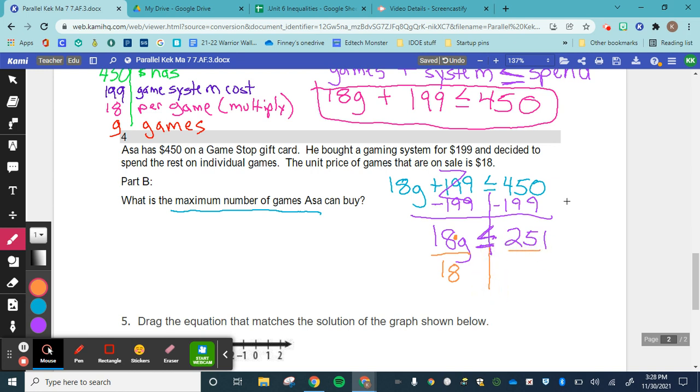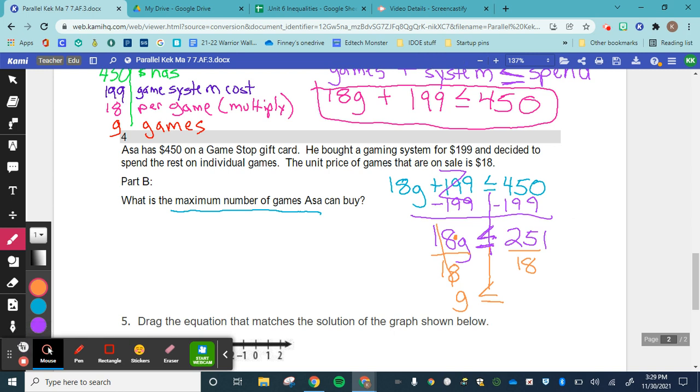Whatever we do to one side, we do to the other, so we need to divide both sides by 18. The 18s cancel out, because 18 divided by 18 is 1, but we don't need 1G, so we just bring down the G. I am dividing by a positive number, so my inequality symbol does not change. My inequality symbol stays the same.